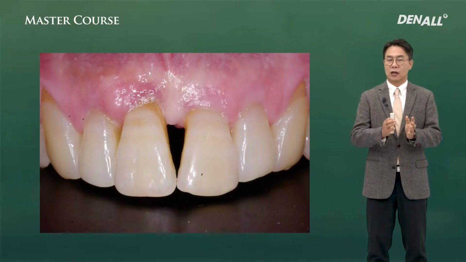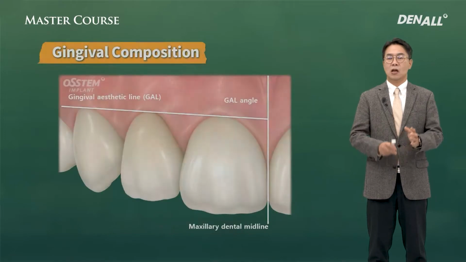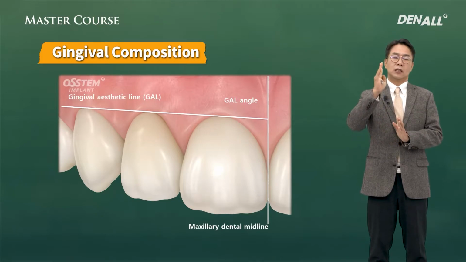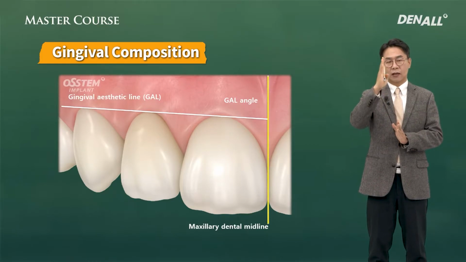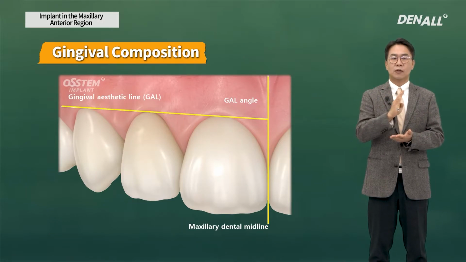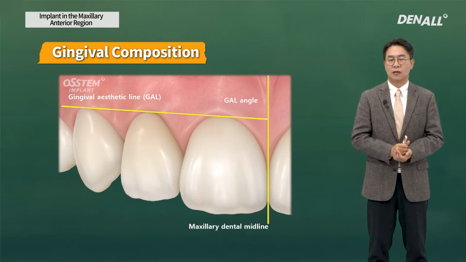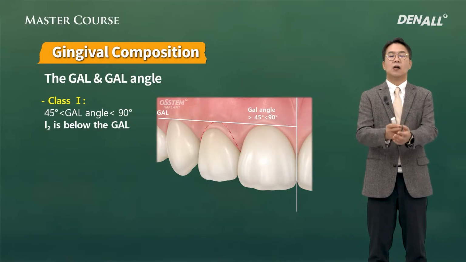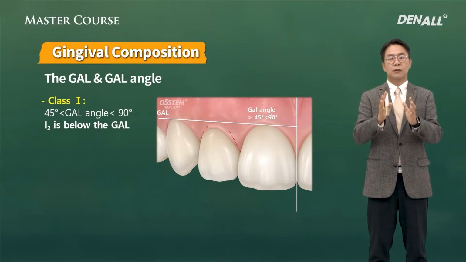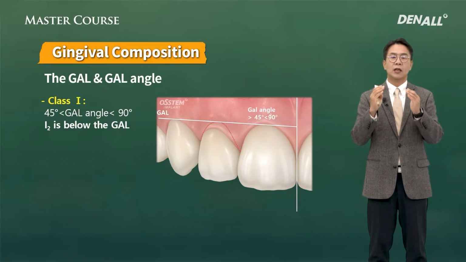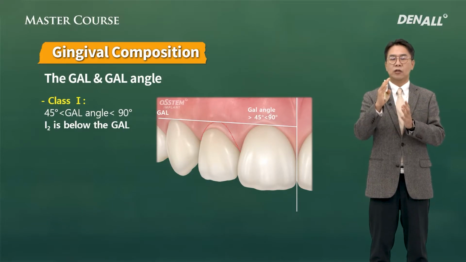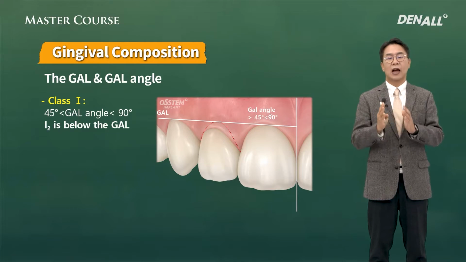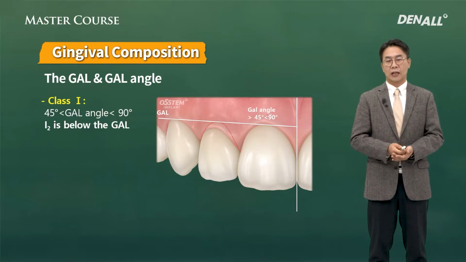But one step further, we can check the gingival line. In general, it is called a gal angle. The maxillary dental midline and the gingival line of 1, 2, 3 are connected. And we need to look at the position of number 2. Class 1 in the classification means the number 2 tooth is inferior to the line connecting number 1 and 3 teeth, and the angle is between 45 to 90 degrees.